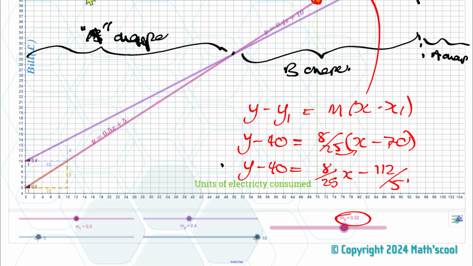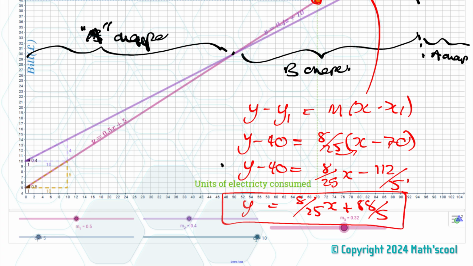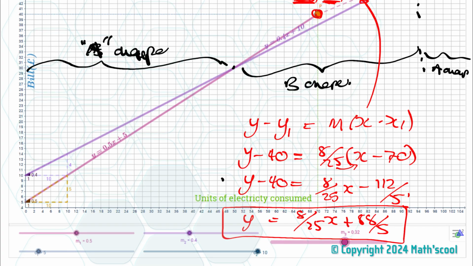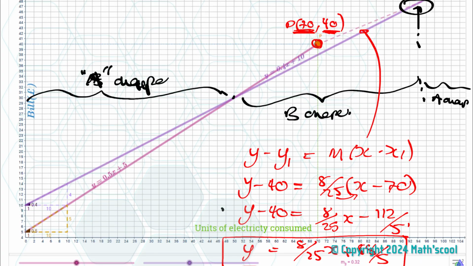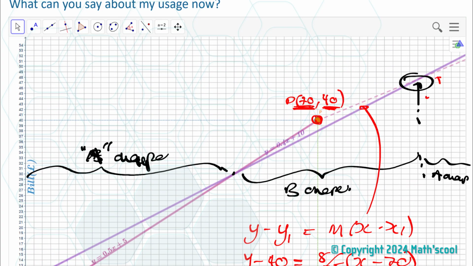And then now just add 40 to both sides. So y equals 8 over 25 x. So we've got minus 112 over 5 plus 200 over 5, which is going to give me plus 88 over 5. 88 over 5. And so there's that equation. That's this equation here. I'll try and write it on there. y equals 8 over 25 x plus 88 over 5.